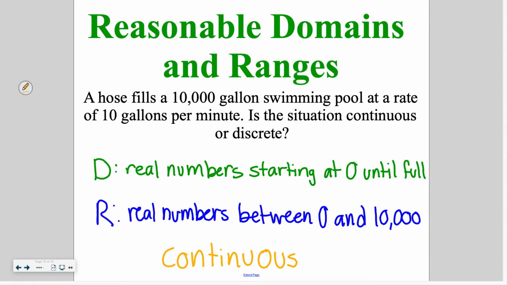When we're looking at this problem, again, first thing we want to do is identify domain and range. So the hose is filling it up. As we are counting, the amount of time is determining how full the pool is. So our time is the domain, and our gallons is the range. So our domain, we can have fractions of time, so we got real numbers starting at 0 until the pool is full. And our range is also real numbers. We can have fractions of gallons between 0 and 10,000, which is the limit when the pool is full. This is a continuous function because we are allowed to have fractions or decimals.